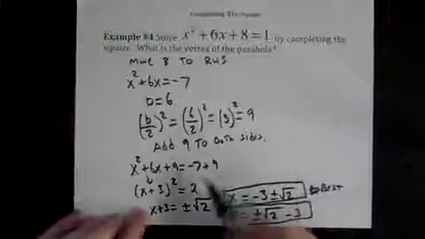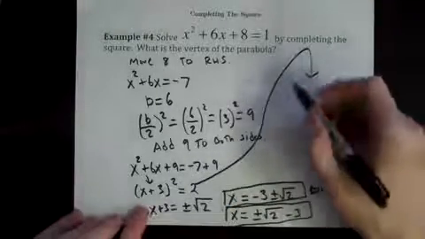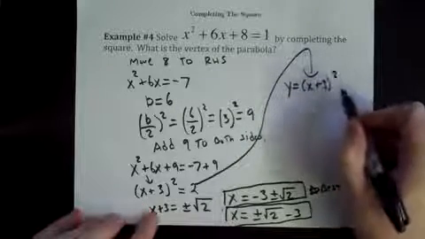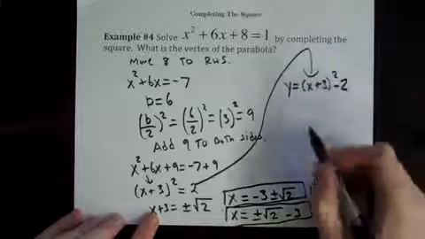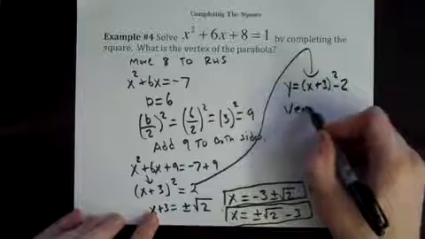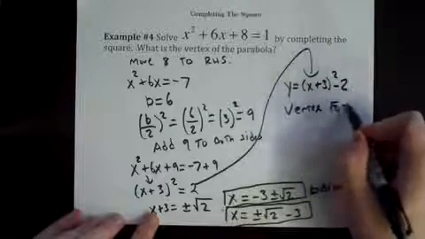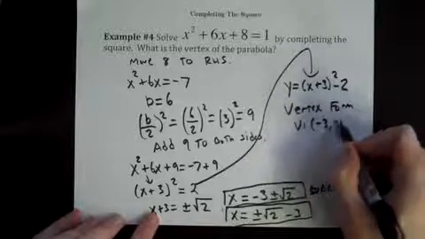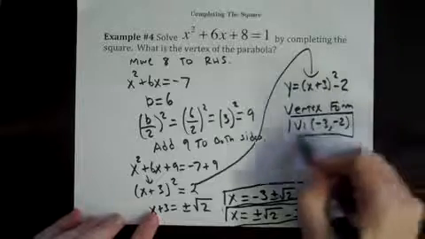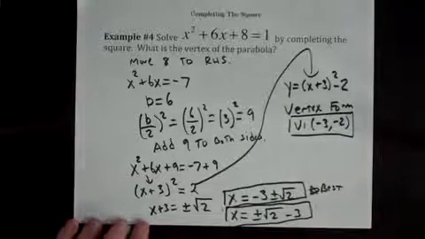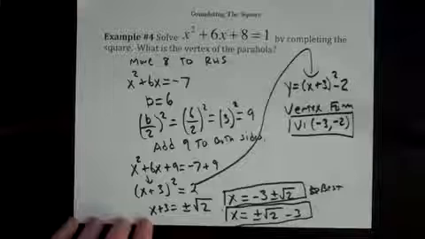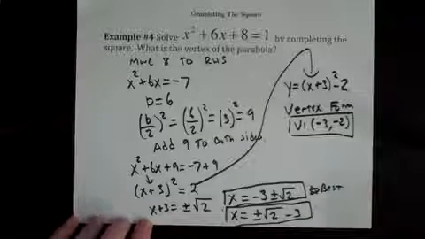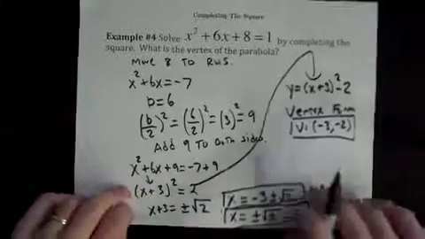Now we're going to find the vertex. We're going to come back here. This is like saying y equals x plus 3 squared minus 2. This is vertex form. So that's going to be a vertex of negative 3, comma, negative 2. All right. That was example 4. We have a relatively difficult problem to finish with.